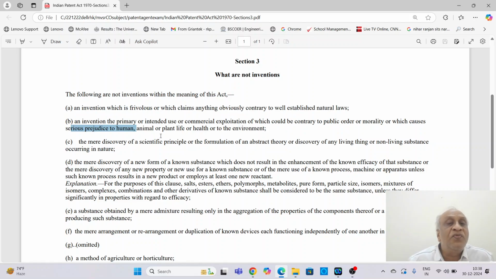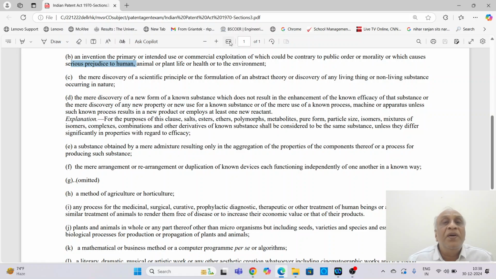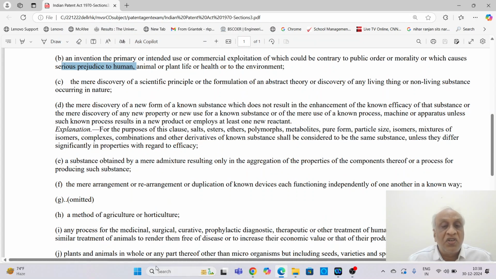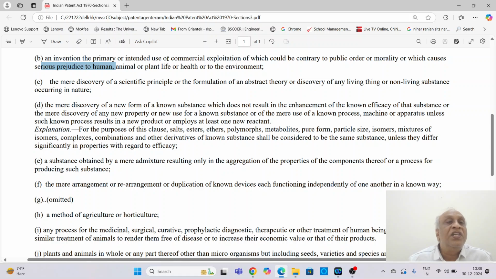Section 3, what it says, what cannot be patented? The mere discovery. Section 3C says that the mere discovery of a scientific principle or formulation of an abstract theory or discovery of any living thing or non-living substance occurring in nature. So Section 3C deals with discovery, and it says that any discovery related to this is not patentable.